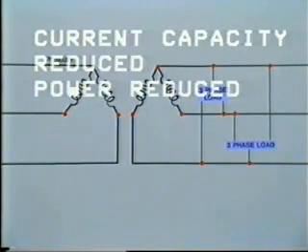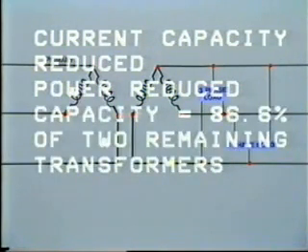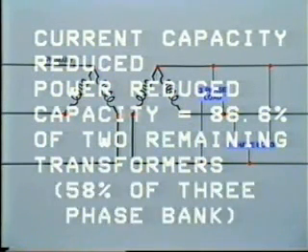The maximum power that can be supplied from such a connection is limited to 86.6% of the nameplate rating of each of the two remaining transformers. This works out to be only about 58% of the original three-phase bank. Utility companies often use this arrangement for new installations where growth of load is expected. Initially, two transformers are installed to serve the load, and then the third one is added as load demand increases.